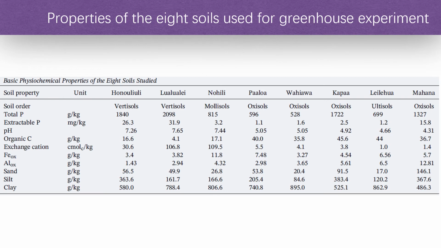Here's a summary of the basic physicochemical properties of the 8 soils. As you can see, these 3 soils are the slightly weathered soils, and the other 5 soils are the strongly weathered soils. The slightly weathered soils have relatively high total phosphorus concentration and high soil pH, but relatively low soil organic carbon concentrations.